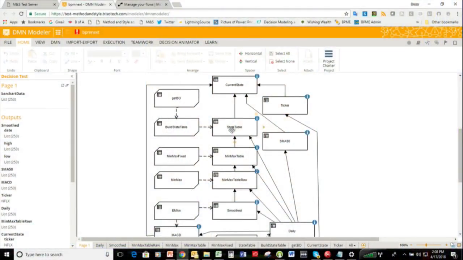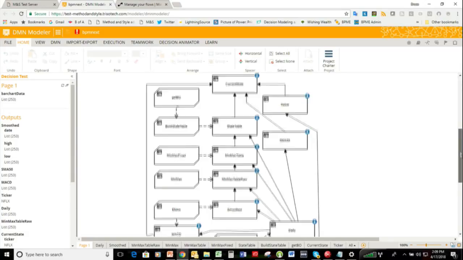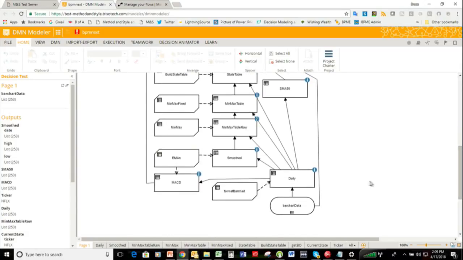So, okay, here we have this decision service, this decision model, I should say. Here's the DRD. The input bar chart data is a year's worth of daily prices downloaded from barchart.com web service. And in this tool, you can use that to populate the input data. You can actually save it as Excel and upload it.